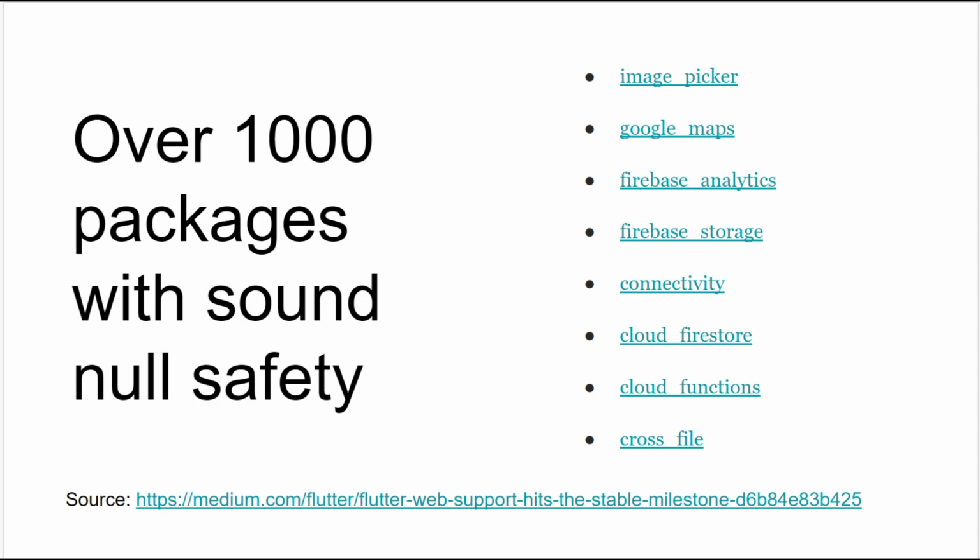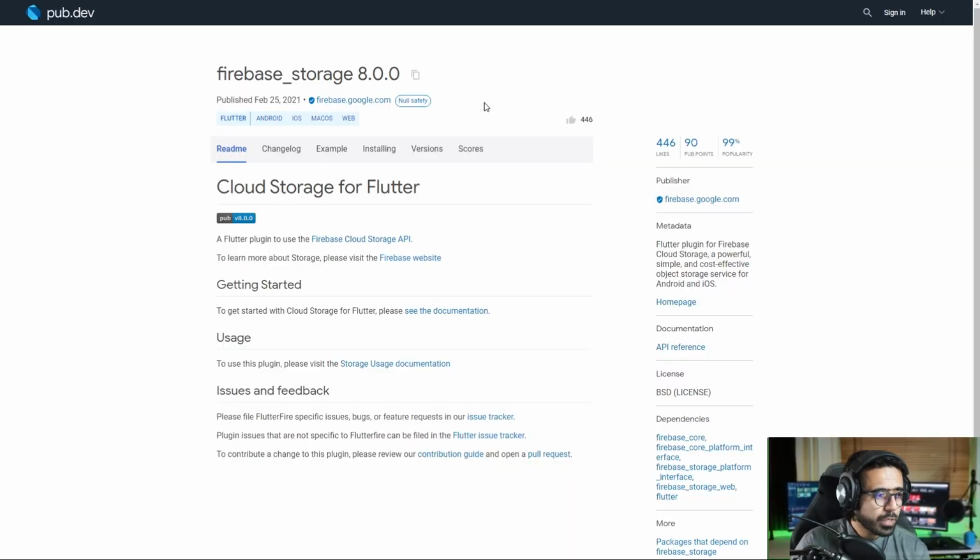And what's great is that there are more than 1,000 packages which have been published or upgraded to have sound null safety on the pub.dev package repository. Now this also includes hundreds of packages from the Material team, the Dart team, the Firebase team, and also the Flutter team at Google. For example, we can have a look at this Firebase Storage package from the Firebase team, and you can see that this has been upgraded to have null safety via this label, and this also supports Android, iOS, macOS, and web.